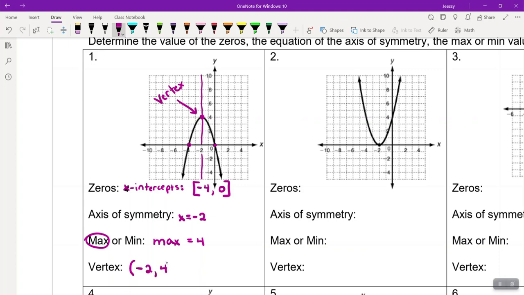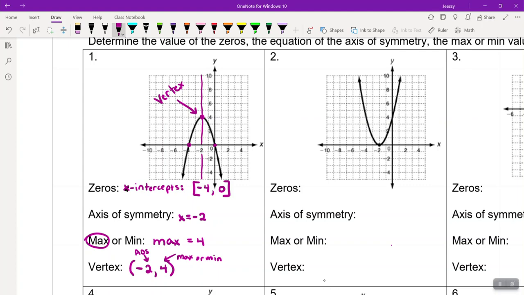-2, 4. Just like I told you before, this is the axis of symmetry, and this is your max or min. Clear? Just like I told you before, the first one, the x value, is your axis of symmetry. Notice that the word x is in the word axis.